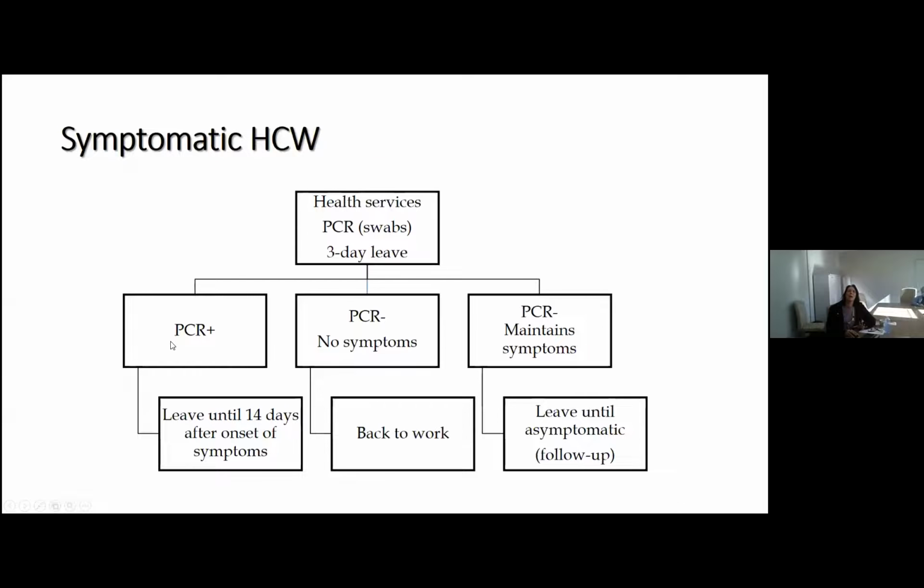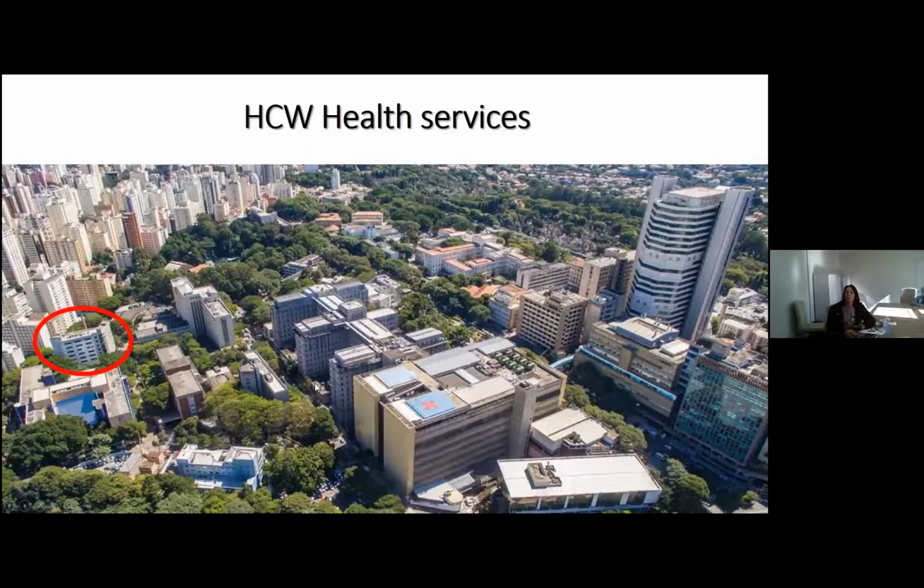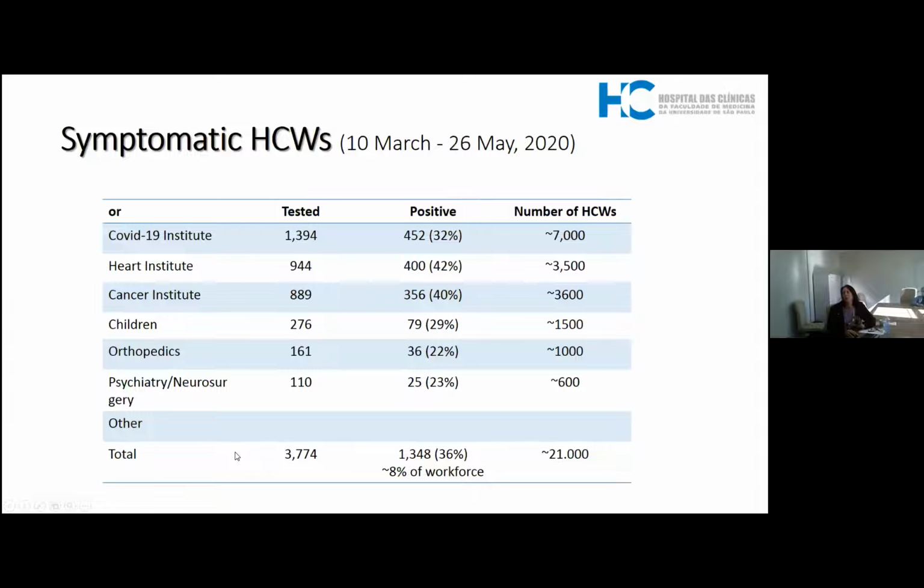And healthcare services is this building here. This is from March to the 26th of May. Just to give you an idea, we've had 11,000 consultations in healthcare services for various things, including respiratory symptoms. But basically, there were 3,700 tested. Of course, the largest number of tested and the largest number of positive are in the COVID Institute. 32% of the tested are positive. And just to give you an idea, we have 7,000 healthcare workers in this institute.